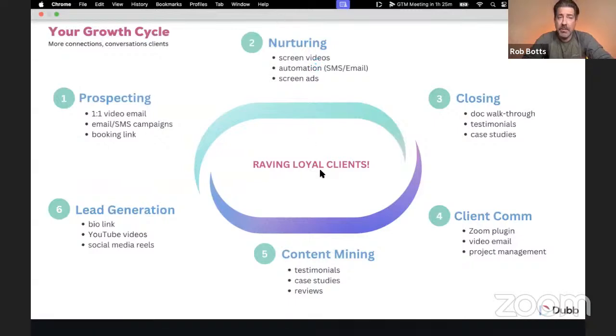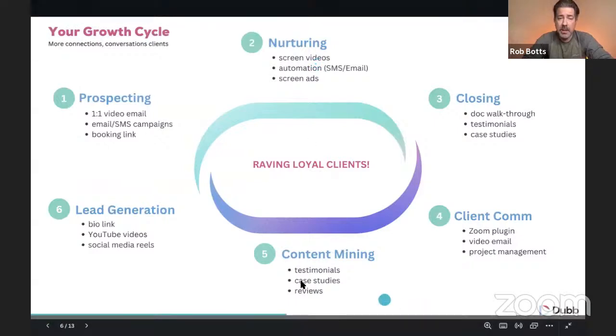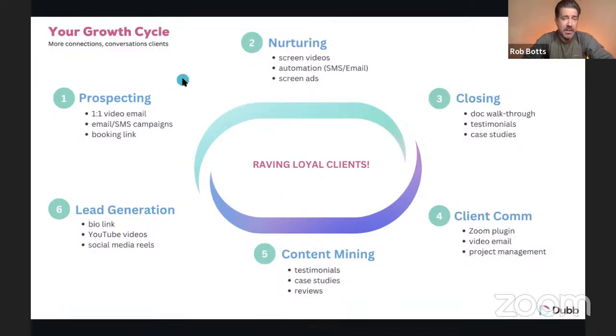And then we have our growth cycle that we are really big on here at Dubb. It's really just about recognizing a few things in here: prospecting, nurturing, closing, client communication, content, lead gen. These are all really important parts of what happens when we reach out to a prospect.